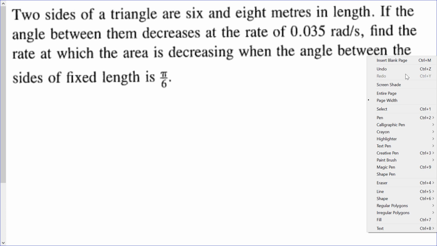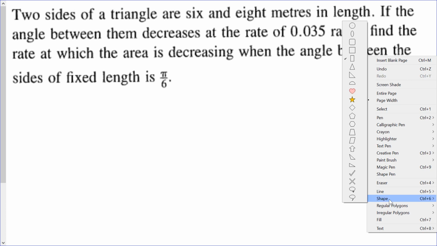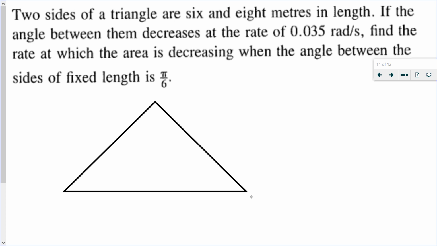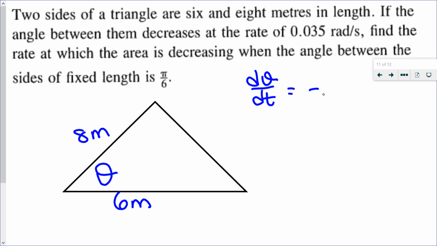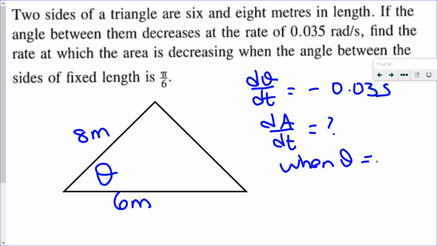So let's get a triangle just as a little sketch. Definitely not meant to be drawn to scale. So I have one side that is 6 meters and another side that is 8 meters, and the angle between them I'll call theta. Now it's decreasing at a rate, so d theta by dt is negative 0.035. I want to find the rate that the area is changing when theta equals pi over 6. Okay, so that's my specific value. I don't use that until after I've taken the first derivative.